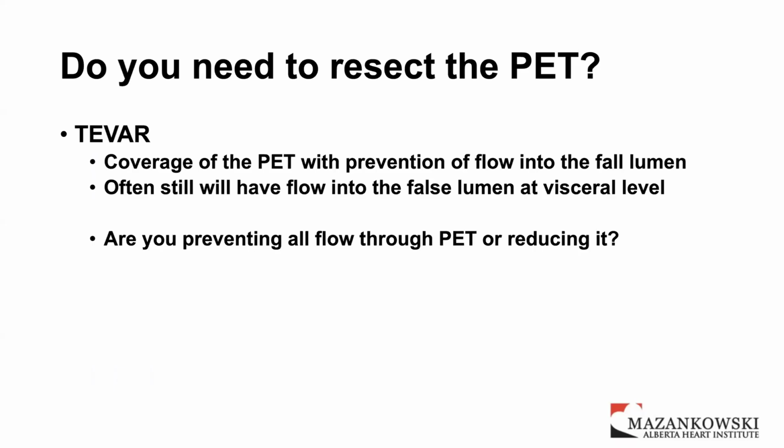Do you actually need to resect the primary entry tear? In TEVAR, we cover it, and the goal is to prevent flow into the false lumen through the primary entry tear, but there's still false lumen flow at the visceral level. Sometimes it's significantly decreased, and sometimes you've not adequately covered the primary entry tear with your TEVAR. You will see that. But a lot of these patients will have retrograde flow from the visceral segment. So I always ask myself, are we preventing all flow through the primary entry tear, or are we just trying to reduce it?